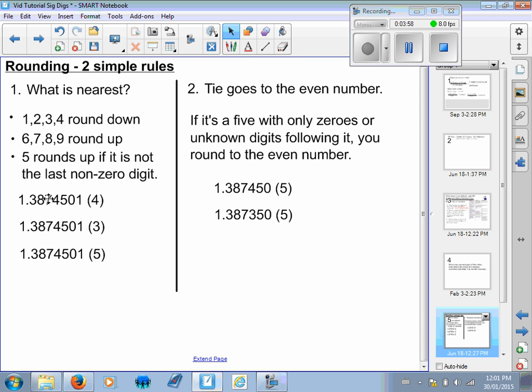Now we have to decide which number this is going to be. If this number here, the next number over that you haven't discarded yet, but you're going to, in other words, the first number you're going to discard, if it's 1, 2, 3, or 4, in this case, of course, it's a 4. If it's a 4, 3, 2, or 1, then you're going to round down. In other words, 74501 is closer to 7 than it is to 8. So we're going to call this 1.387.